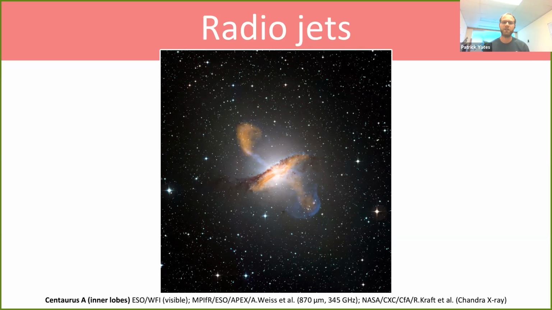We observe radio lobes with, as the name suggests, radio telescopes due to the synchrotron radiation that's emitted when particles are accelerated at the termination shock and in the lobes. And we also see X-ray emission emitted from them, both due to synchrotron radiation and inverse Compton scattering in the lobes. So there's a lot of data in radio wavelengths that we can get by observing these jet structures.